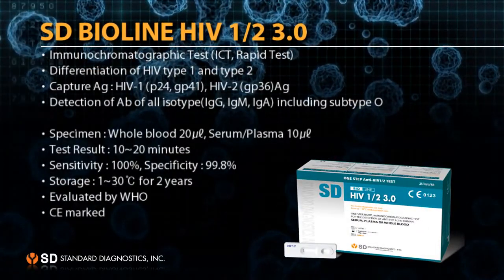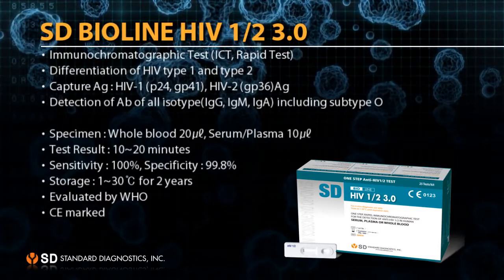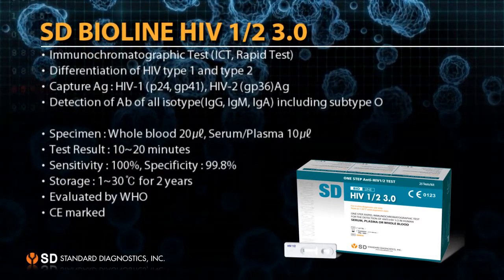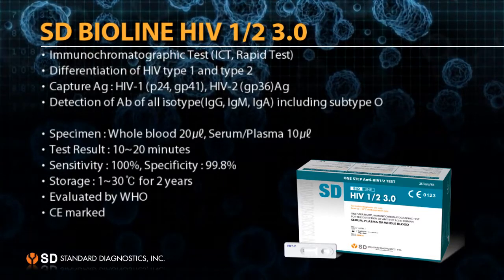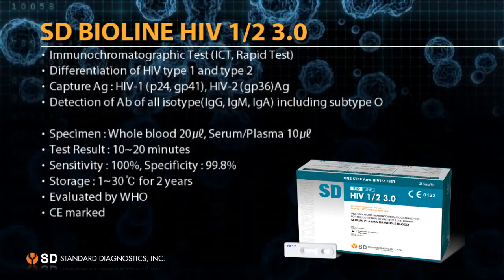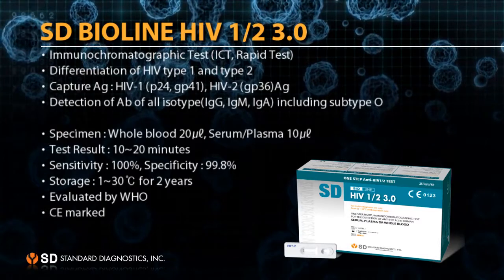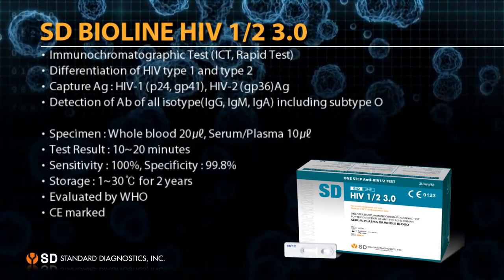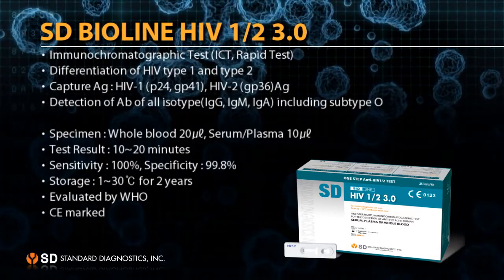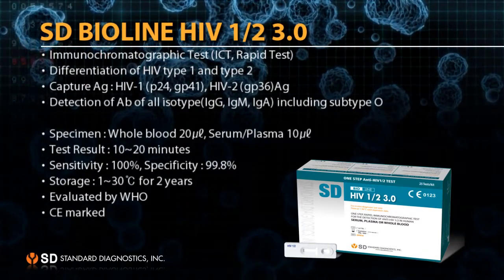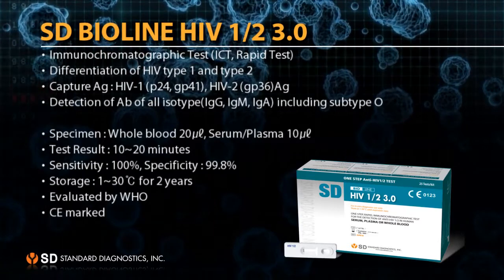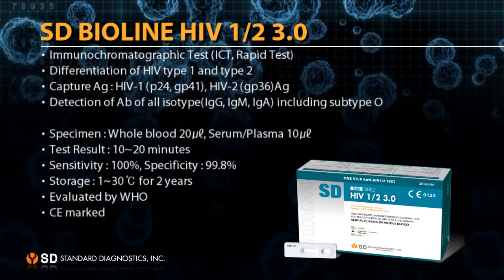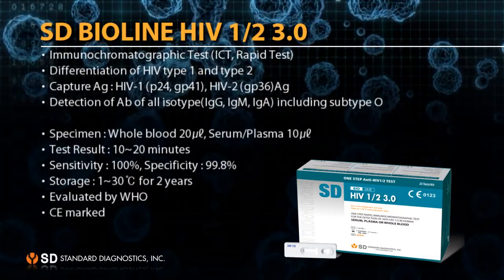The BIOLINE HIV 1 and 2 rapid test is designed for differential detection of all isotype antibodies specific to HIV type 1, including subtype O, and type 2 simultaneously. Serum, plasma, and whole blood can be used as specimen. Test result is available in only 20 minutes. Storage condition is room temperature for 2 years. Sensitivity is 100% and specificity is 99.8%.